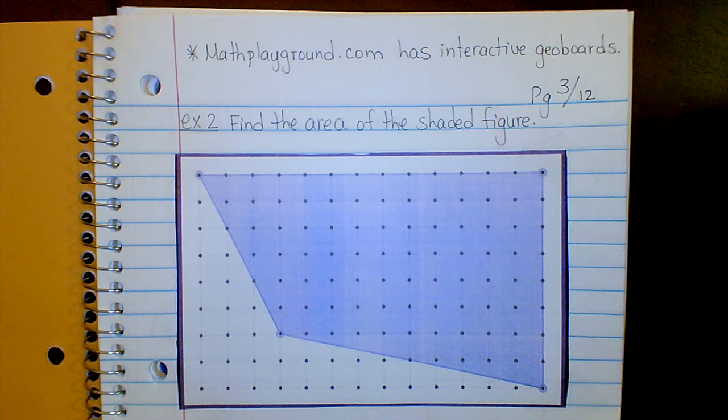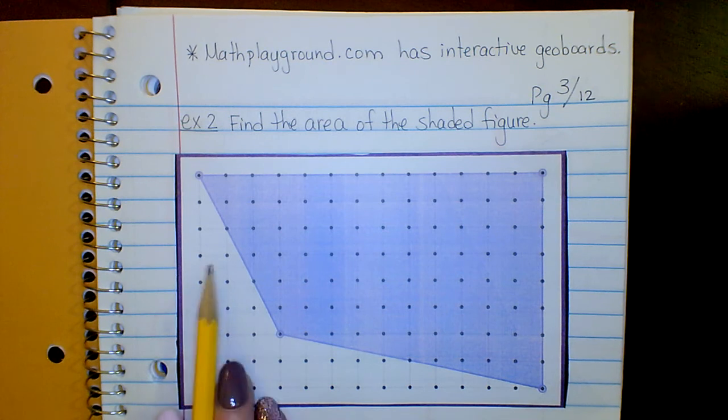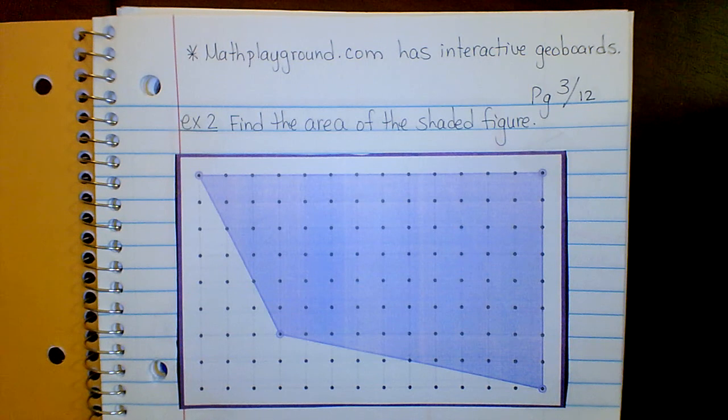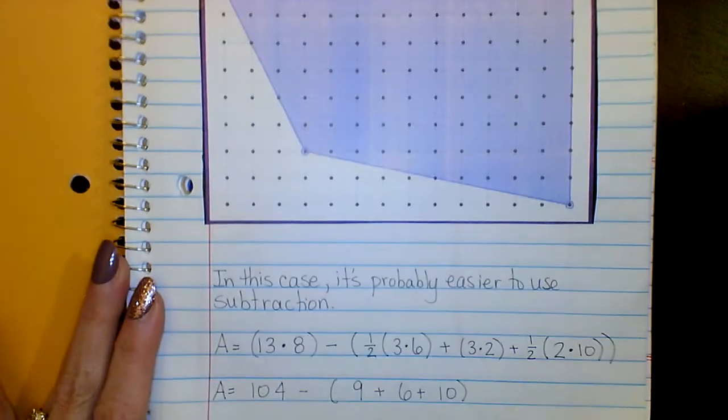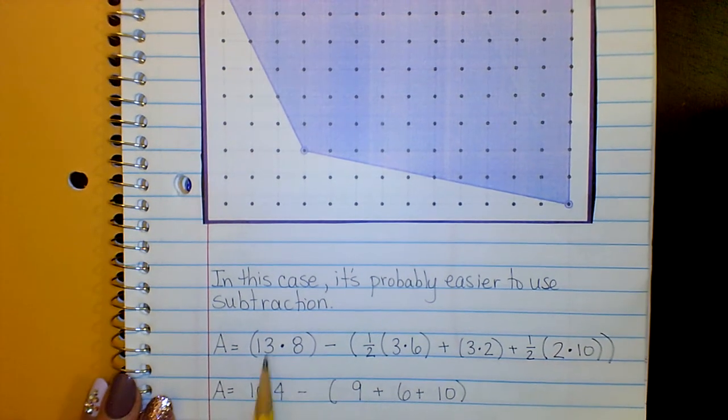Alright, so for this one, if you're finding the area of the shaded figure, rather than going through this and counting all of those squares, notice the white area is actually not that much compared to the blue, right? So how about we use subtraction this time? How about I find the area of the entire board and then subtract off the white stuff. That'll give me the shaded region. The area of the whole board, it's a 13 by 8 board. So there's the area of the entire board.